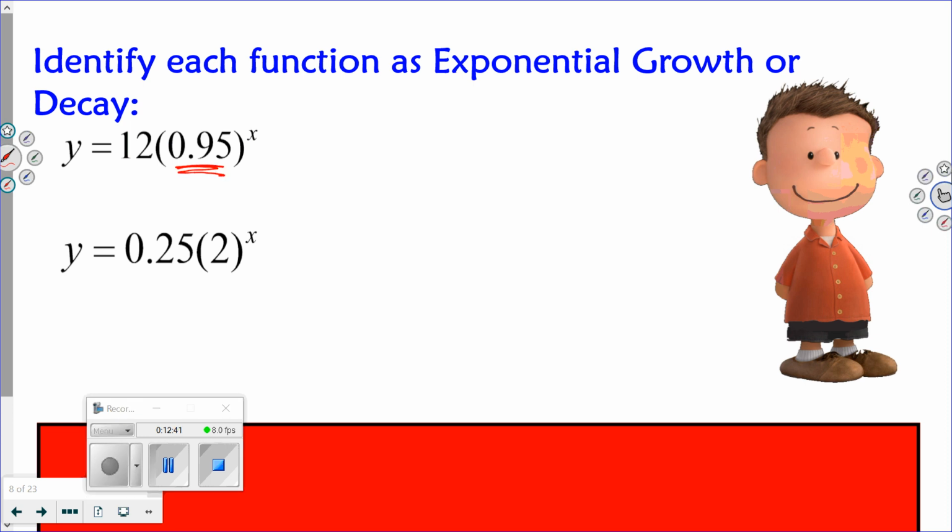Again, always looking at the number that has the exponent on it. That's between 0 and 1, so this is decay. And then this one, this is growth. Can you see where people might mess up those two? Because if I look at this number, it'd be the opposite. I don't care what this number is. It's always the number that has the exponent on it that we look at.